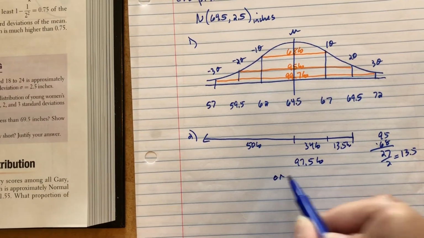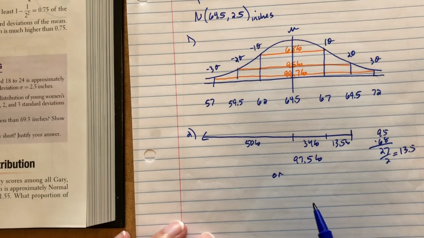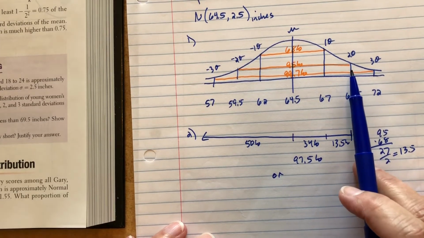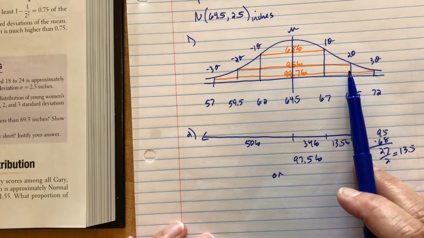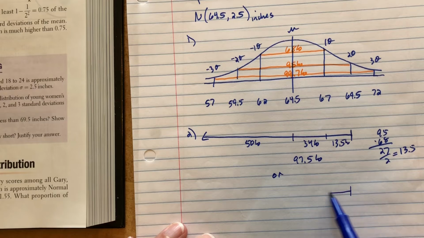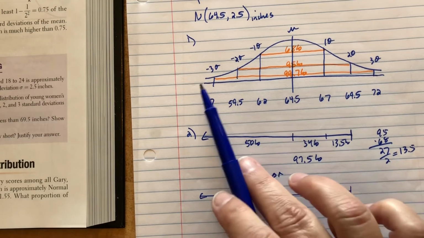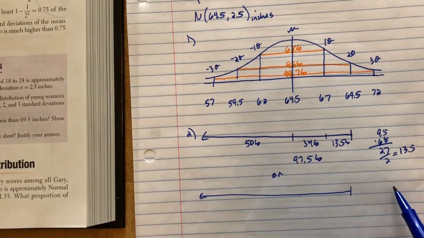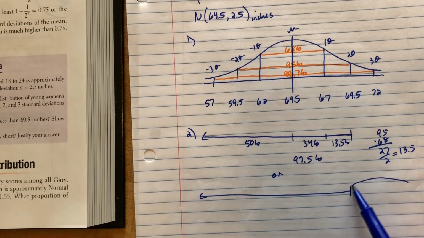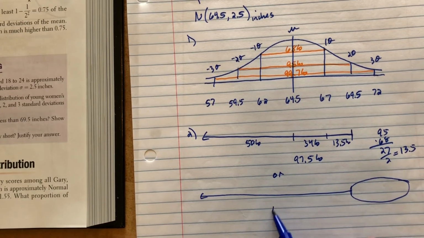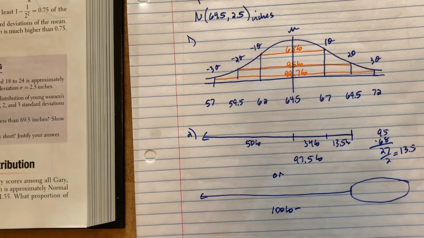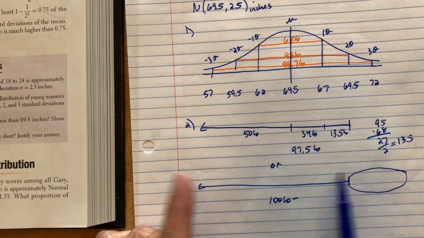Now, you can do it a different way. Let's try to do it a different way. Let's think of a different way to do it. I know the whole curve is 100%. So if I can just subtract this part from 100%, then I can figure out the part that's highlighted. Okay, I can find the part from 69.5 to the left.